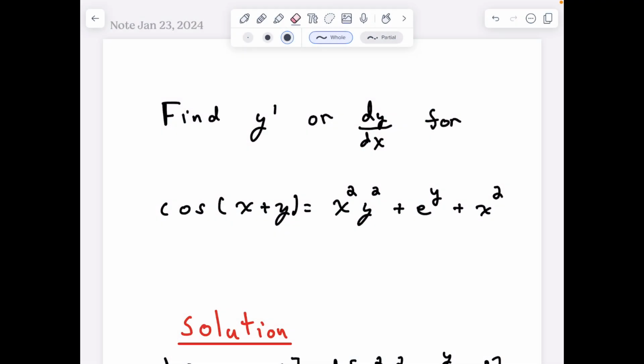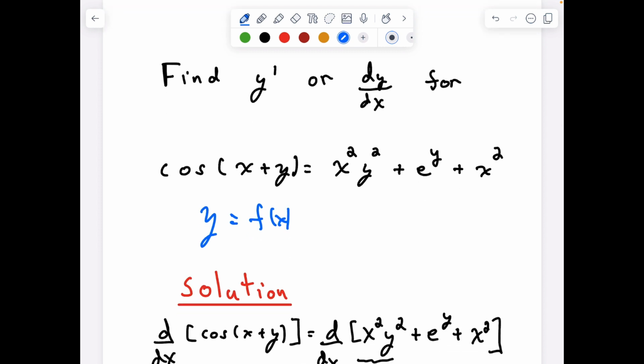All right, hello everyone. So today we have the following calculus problem. Find y prime or dy/dx for the equation cosine(x plus y) equals x squared y squared plus e to the y plus x squared. And we're essentially going to be doing an implicit derivative here because y is not written as y is some function of x. So we're going to do an implicit derivative.